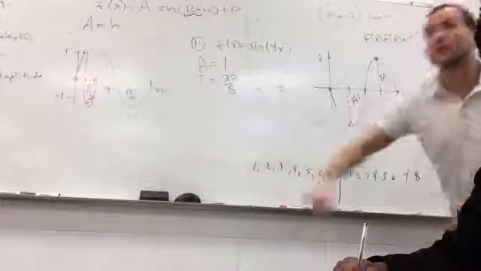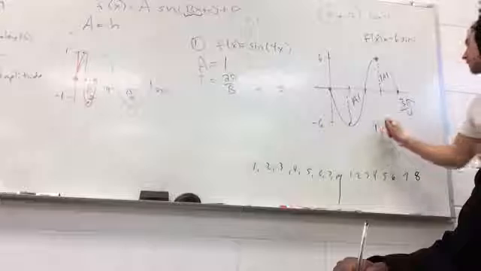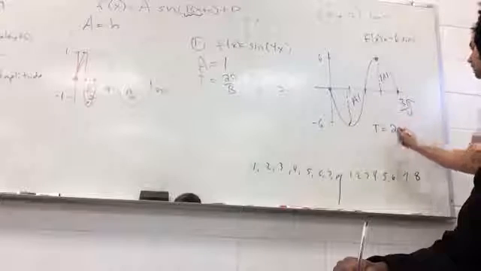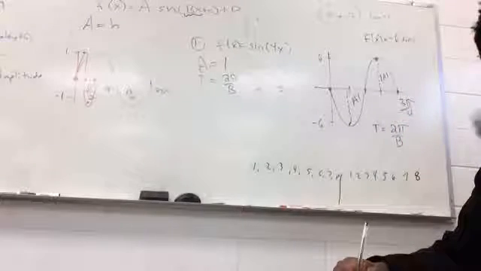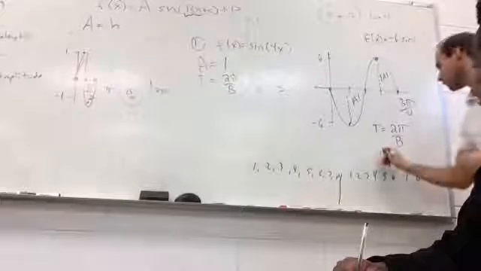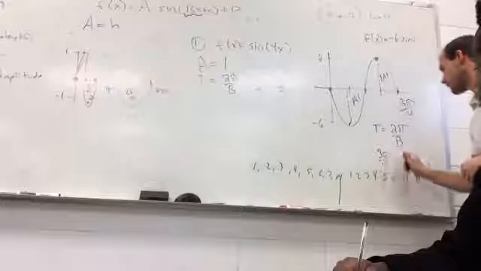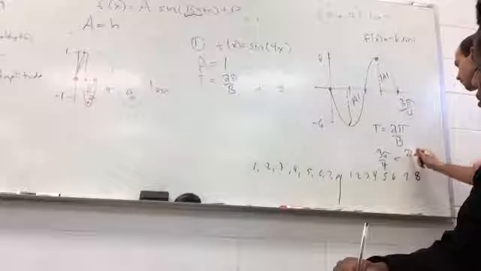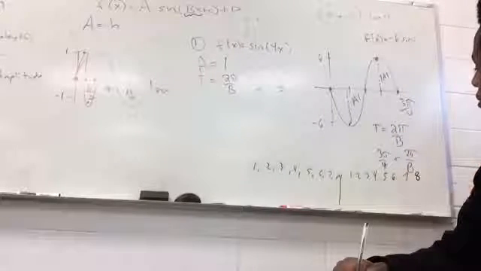Now, the next part is finding out my b value. Well, I have a formula. Let's just use the formula. My period is 2 pi divided by b. What is my period of this wave? 3 pi over 4. So I have 3 pi over 4 equals 2 pi over b.